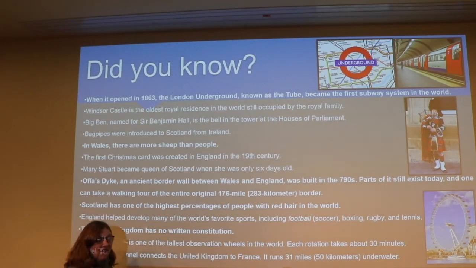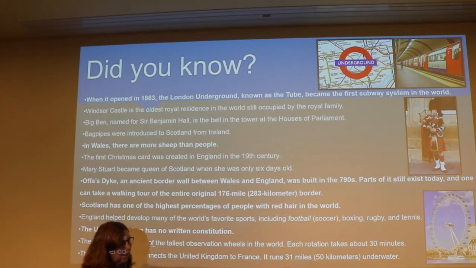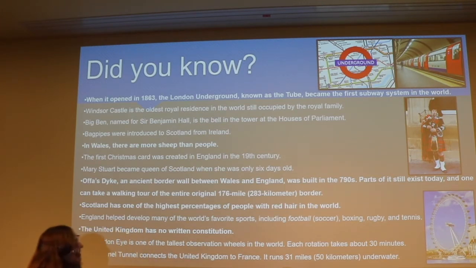Well, some fun facts about Great Britain. In 1863, the London Underground, known as the Tube, became the first subway system in the entire world. The Tube currently is in place, and it runs people back and forth underground so you can get where you're going quickly. And here are some of the routes that it goes and some of the trains.